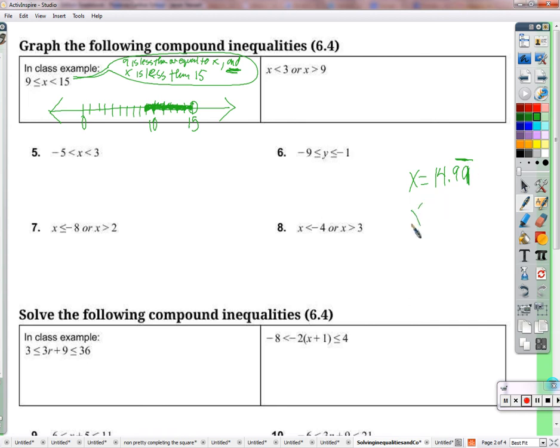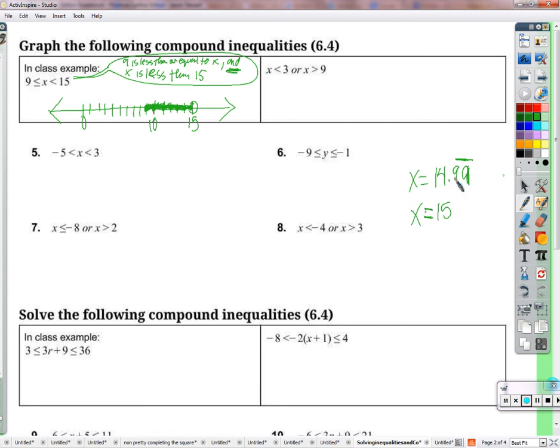If X were equal to 14 point an infinite number of 9s, that would be 15. Infinite number of 9s. Not a billion 9s, not a trillion, not a quadrillion, but an infinite number of 9s. You could never write that down, because you would never have enough time in a million lifetimes. But an actual infinite number of 9s, 0.9999 repeating, is 1.